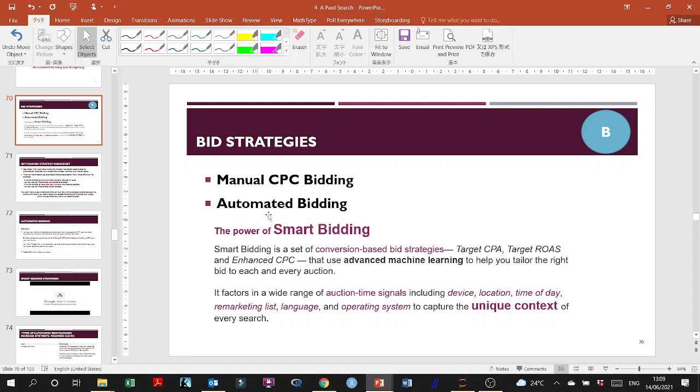With automated bidding strategies comes smart bidding. We talked about different kinds of bidding. For example, with smart bidding, we have the conversion-based bid strategies, and you get access to it as you grow with Google. Under the conversion-based bid strategies, you have the target cost per action. You have the target return on ad spend, ROAS, and then you have the enhanced cost per click.